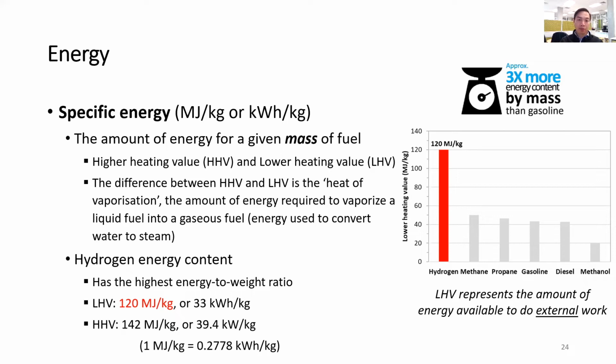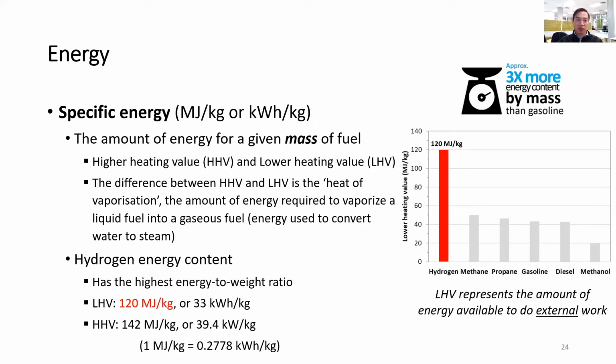So just a point here, I want to point out that when it comes to specific energy, the two types of energy that we need to know are the higher heating value and the lower heating value, and the difference between these two is the heat of vaporization, which is the energy required to vaporize a liquid fuel into a gas fuel, in this case to vaporize water from the liquid phase into the gaseous phase. So in this case, it can be the energy used to convert water to steam.